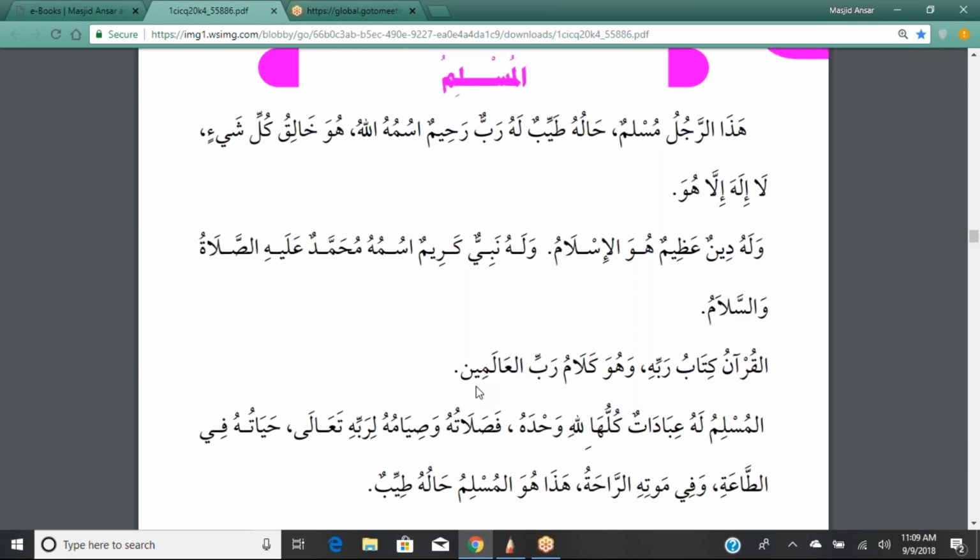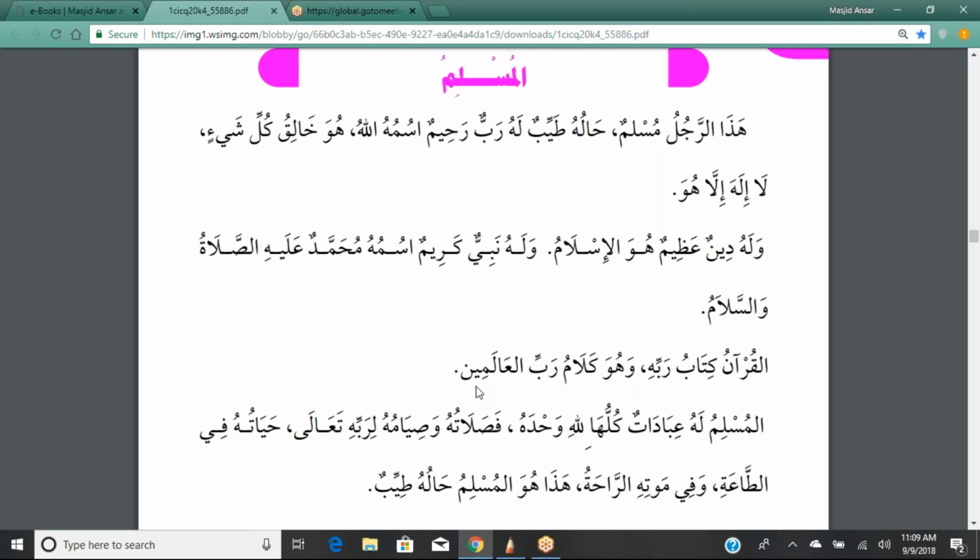Al-Qur'anu kitabu rabbihi. The Quran is the book of his Lord. وَهُوَ كَلَامُ رَبِّ الْعَالَمِينَ.